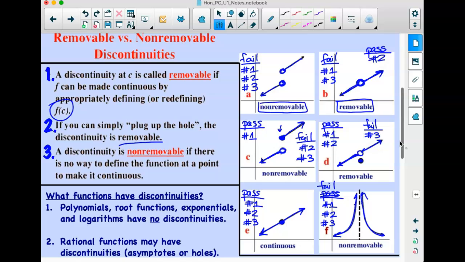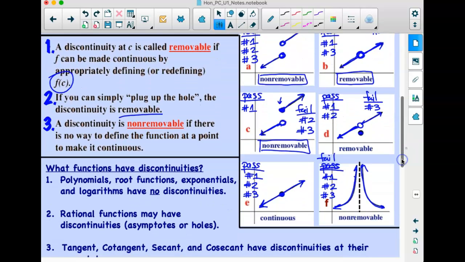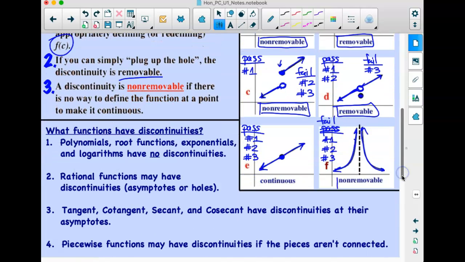If there's a gap. So look at A. A is non-removable because there's that jump or that gap in between the place where the hole is. Same goes with C. D is removable because the function picks up on the other side where it left off. And then an asymptote is definitely non-removable. You can't just skip over an asymptote.